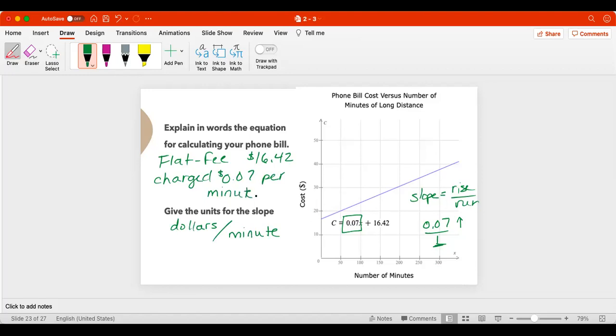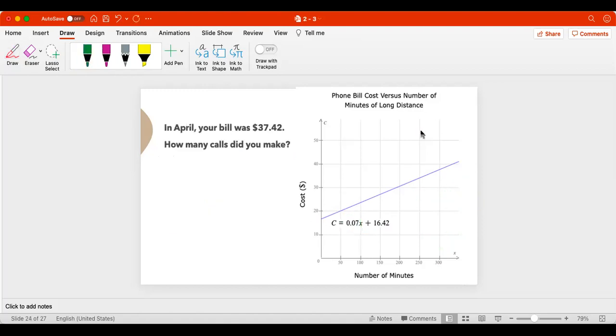And you can test that theory by plugging in 0 minutes, you get 16.42. And if you plug in 1 here, you're going to add 7 cents. If you plug in 2, you're going to add 14 cents and so on. I have one more problem involving this. Again, if you need more time, just pause the video and go back to that question.